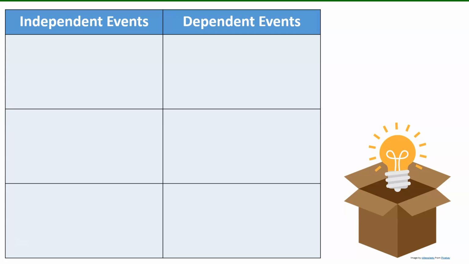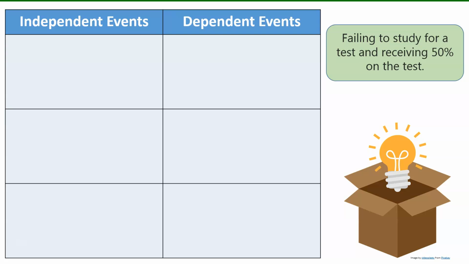Think about the following events and determine whether or not they're independent or dependent. So remember, independent events is when one has no impact or bearing on the other, and dependent events is when one event directly impacts what happens in the next. Failing to study for a test and receiving 50% on the test. That would definitely be dependent events. If I don't study for a test, I'm probably not going to do very well.